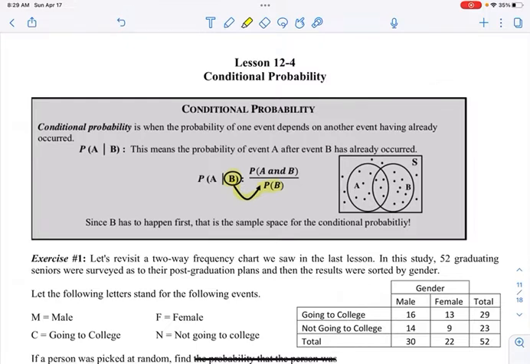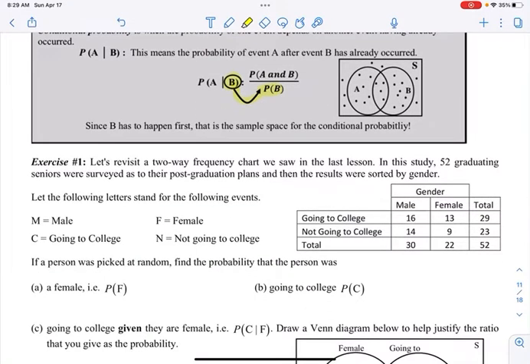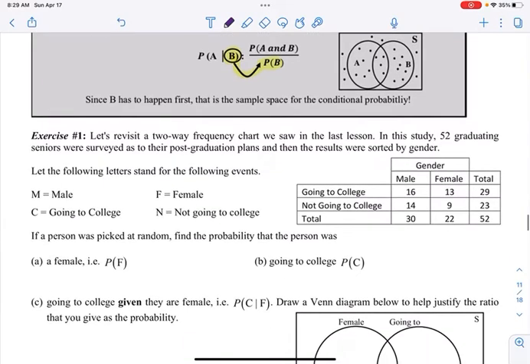So we're actually going to start off by looking at a problem that we talked about in yesterday's lesson. This is a chart that has graduating seniors and their plans, whether they're going to college or not going to college. So remember, M is male, F is female, C is going to college, and N is not going to college. If a person was picked at random, what's the probability that the person was female? So I'm going to look at the total female right here, which is 22, and the total number of people, which is 52. So the probability of getting a female is 22 over 52. And I can reduce that, but I certainly don't need to.